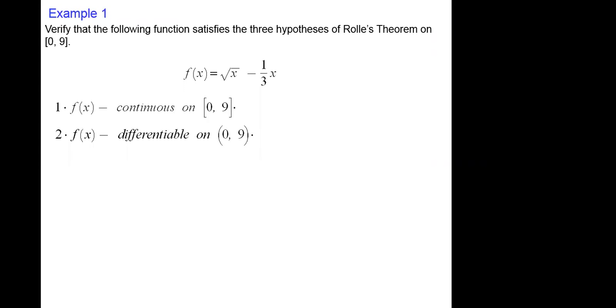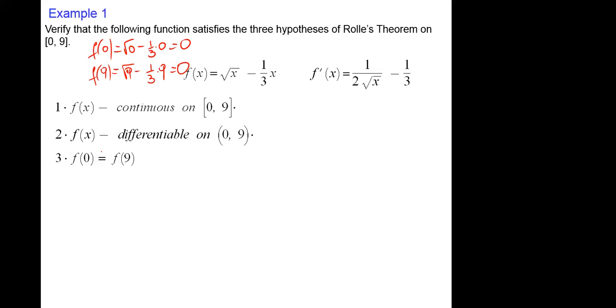Okay, and then we can check if f of 0 equals f at 9. I did say equal sign, but we can compute here. If I substitute 0, of course it's 0. But what happens if I substitute 9? Square root of 9, 1/3 of 9. Do you think it's 0? 3 minus 3 is 0. Okay, that means this is correct.